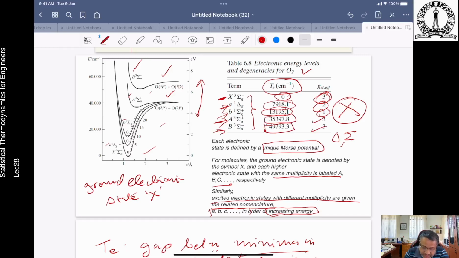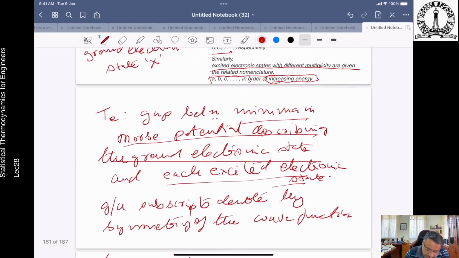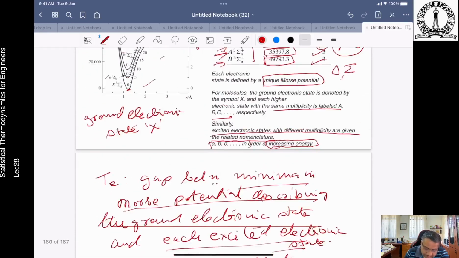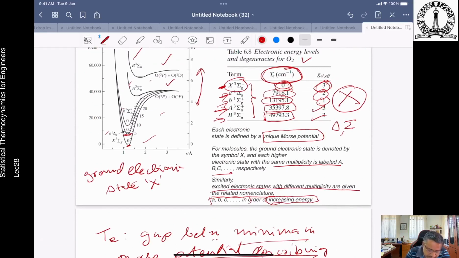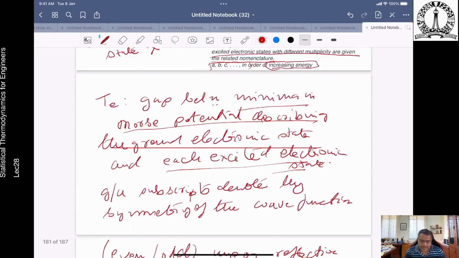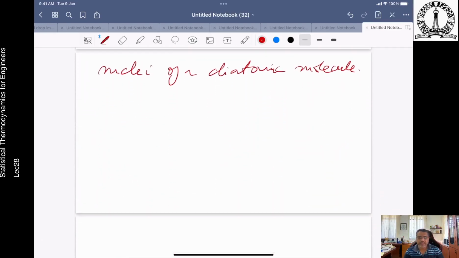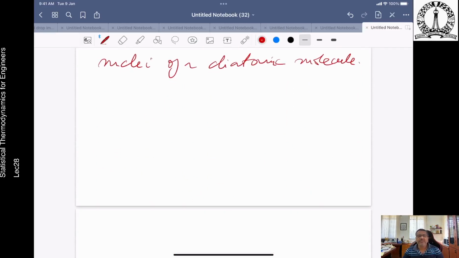These are the corresponding degeneracies that you have. So X is always given as TE equal to 0, because this is the minima of the Morse potential, the minima of the corresponding gap between the two minimas, essentially. So this is what is your TE, written as T. So that is what the intermolecular symbols looks like.